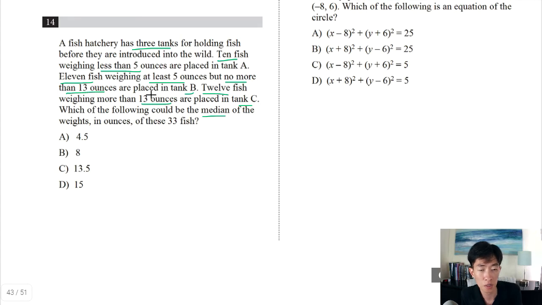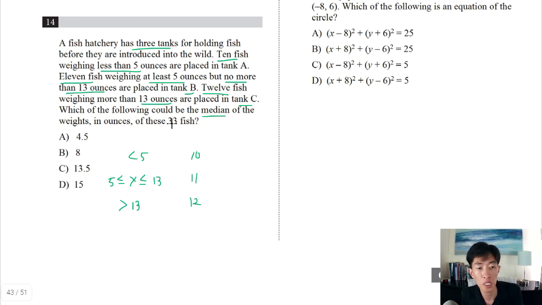So we want to get this into an organized pattern. So I'm just going to write very quickly. Less than 5 ounces is going to be the 10 fish in tank A. Tank B is going to have at least 5 and no more than 13. So keep in mind that's greater than or equal to, and that has 11. Tank C has more than 13, and there are 12 fish there.